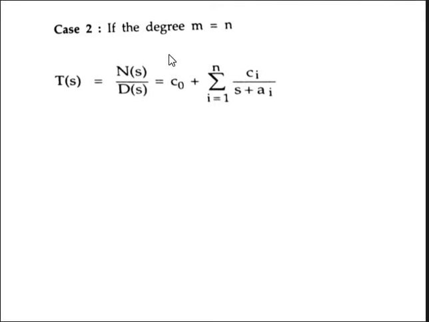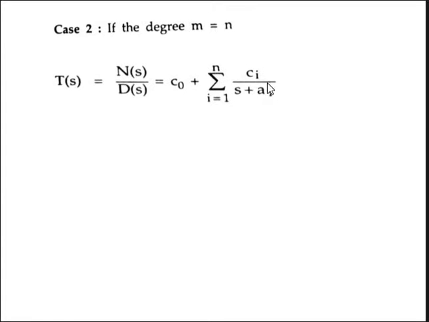If degree m is equal to n, that means the highest s power in the numerator is equal to the highest s power in the denominator, then we can go for the case 2. How can you design the state model from the case 2? So here the transfer function T of s is equal to C naught plus sigma i equals 1 to n of Ci by s minus a1. Only the C naught element is added, the remaining is the same as the case 1.